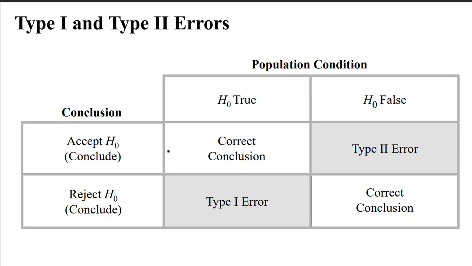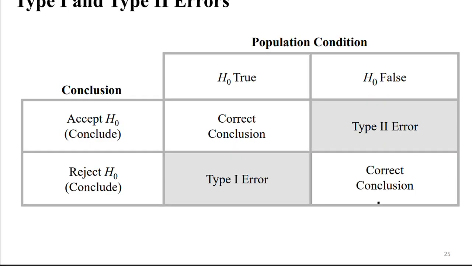I have a table here to help you understand it. See, when the null hypothesis is true and we accept it, we've made a correct conclusion. If the null hypothesis is true, and we reject the true null hypothesis, we have committed a type 1 error. And the converse is the same. When the null hypothesis is false, and we accept it, we've committed a type 2 error. But when we reject it, we've made an accurate conclusion.